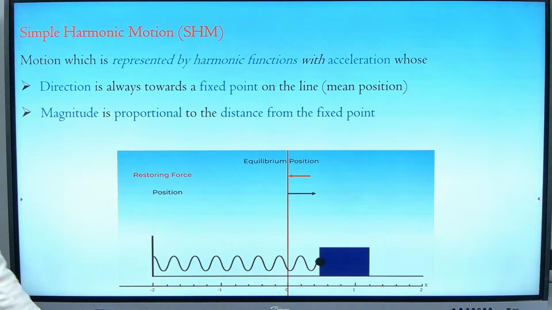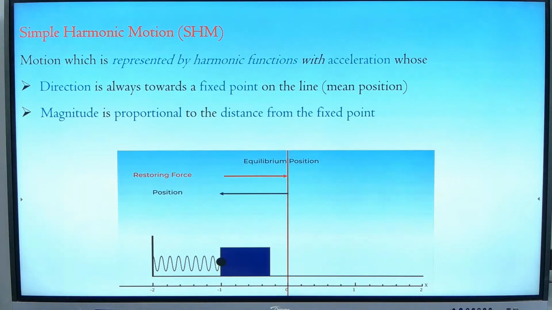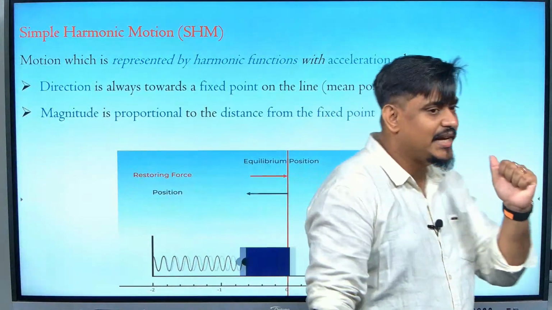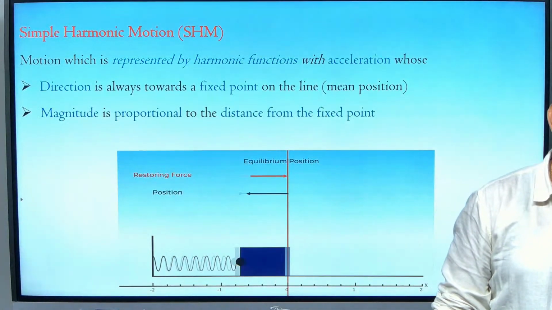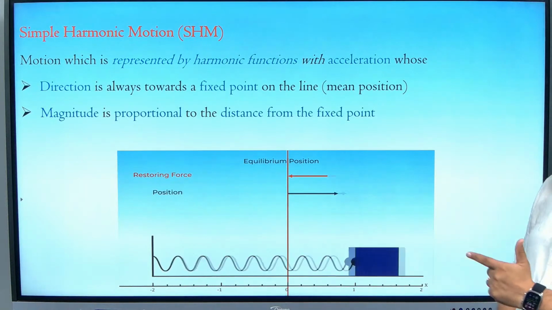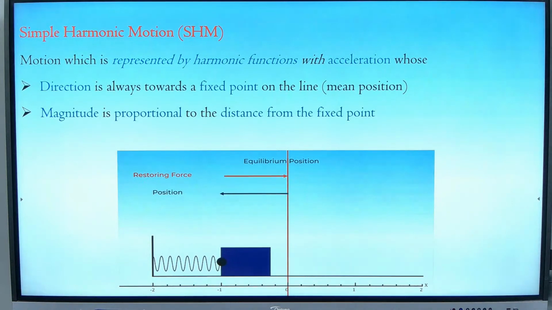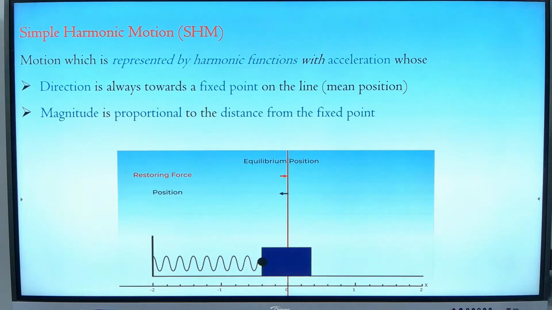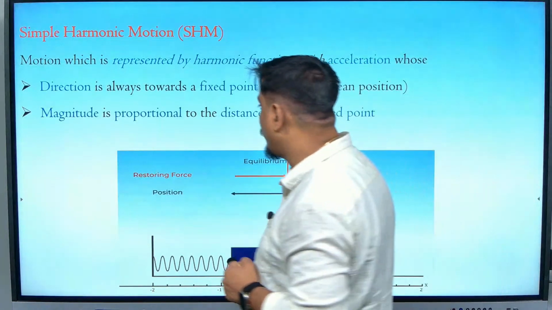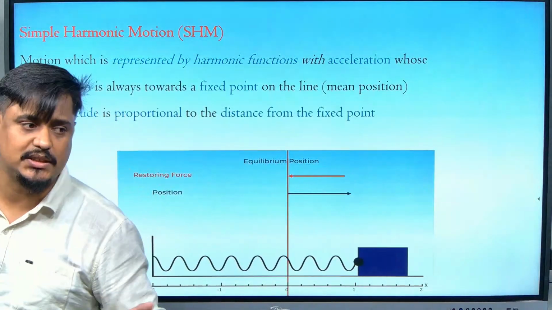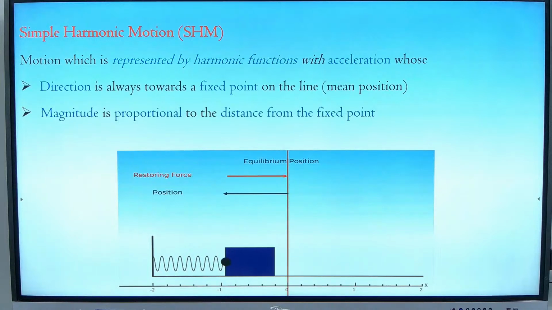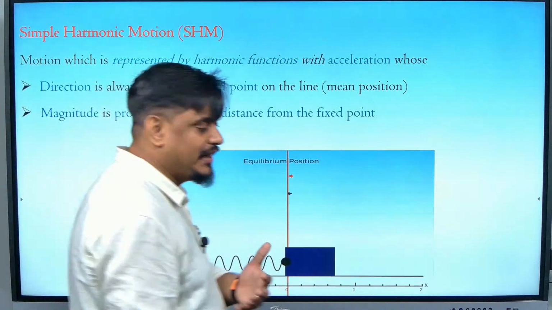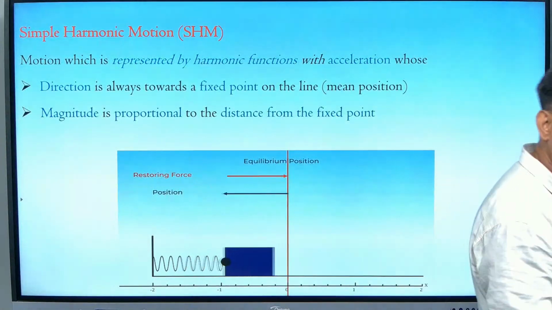So, there are three things here. If they ask you which motions are called simple harmonic motions, there are 3 points for it. The first point is it must be represented by a harmonic function. The second point is the direction of acceleration should always be towards the mean position. The third point is the acceleration must be proportional to the distance from the mean position. That is, if you displace more, it should have more acceleration. If you displace less, it should have less acceleration. Is it clear to you?